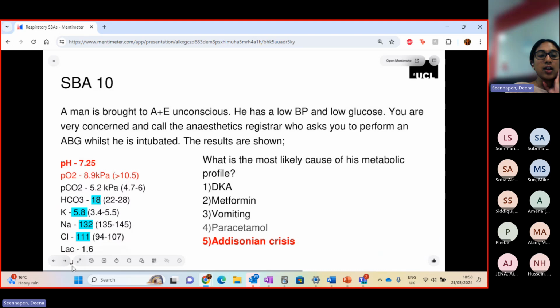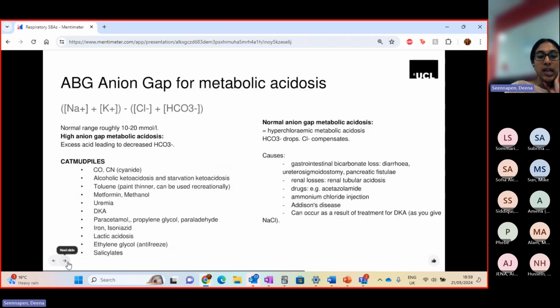So two things that you have to think about: your anion gap, and then also look out for, especially when they give you the glucose, low glucose, you're thinking Addisonian. That kind of removes DKA anyway. So metformin, vomiting, and paracetamol are all in your high anion gap metabolic acidoses.